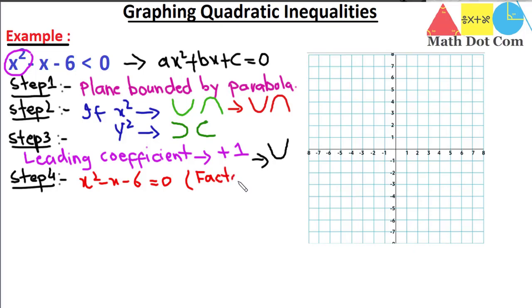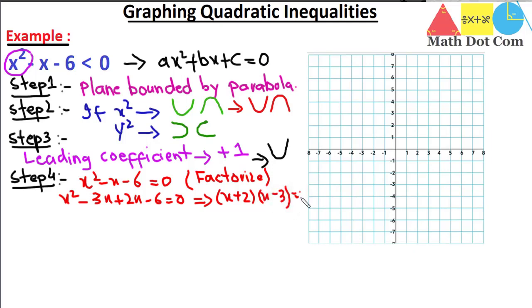Factorize means we have to find the factors. So for that, let's solve it by the method of factorization: x² − 3x + 2x − 6 = 0. So it will become (x + 2)(x − 3) = 0. So we are done with the factorization.